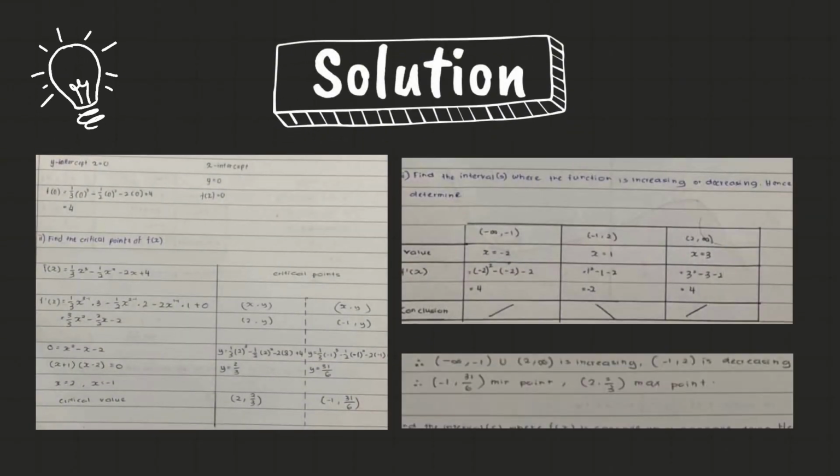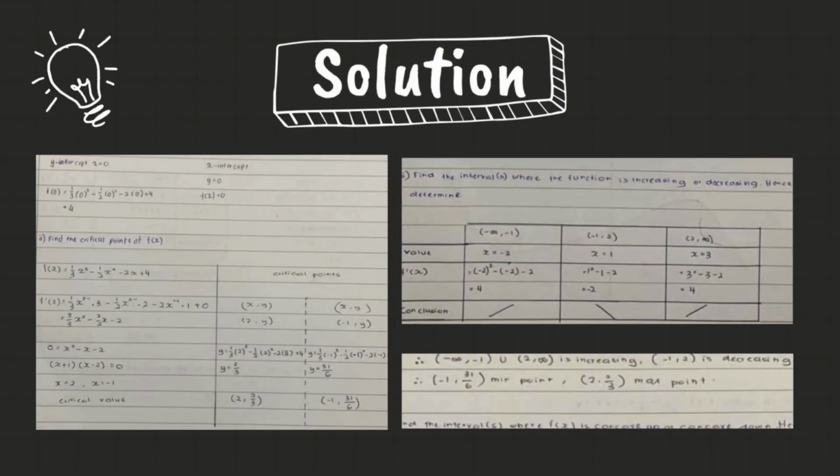Description of solution example number 1. Question number 1. Find the y-intercept, x equal to 0. Then replace the x value with 0. f(0) equals 1 over 3 multiplied with 0 to the power of 2 minus 1 over 2 multiplied with 0 to the power of 2 minus 2 multiplied with 0 plus 4. Our answer is 4. The y-intercept is 4 at x equal to 0. Then f(x) equals y. Our answer is f(x) equals 4.